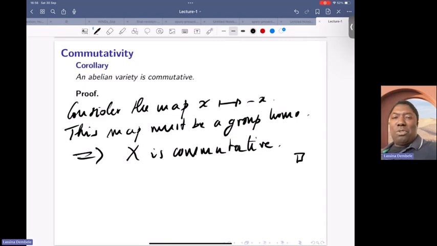So again, you see those two corollaries are relatively easy to prove if you accept the rigidity lemma. So accepting the rigidity lemma, we see straight away that every abelian variety would have a commutative group structure. And this is something that is going to be extremely useful to us.